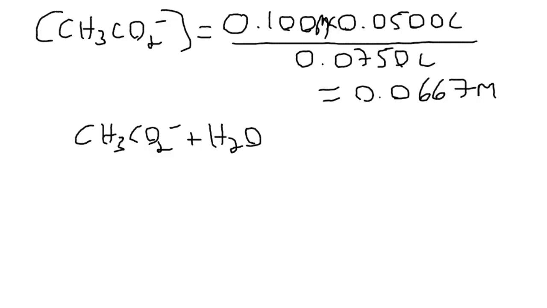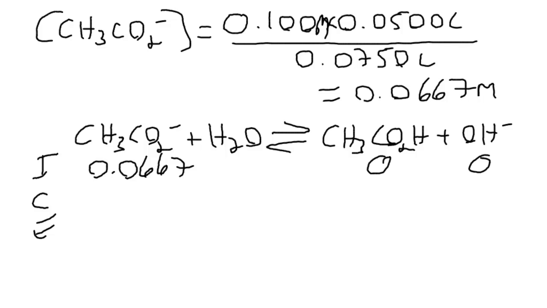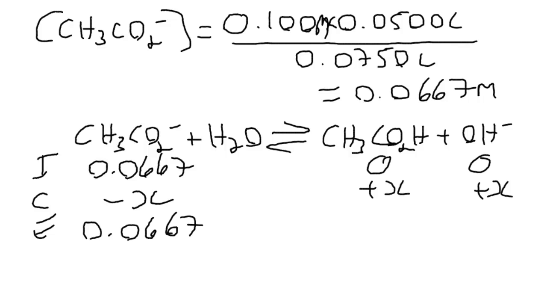So the Kb expression is: acetate plus water will reform some acetic acid, will accept a proton, and what you're left with is hydroxide. So we can do our ICE table. We know the initial acetate concentration was 0.0667. Before it comes to equilibrium, there's no acetic acid or hydroxide. We're going to lose some acetate, gain some acetic acid and hydroxide. So at equilibrium, 0.0667 minus x, x and x.